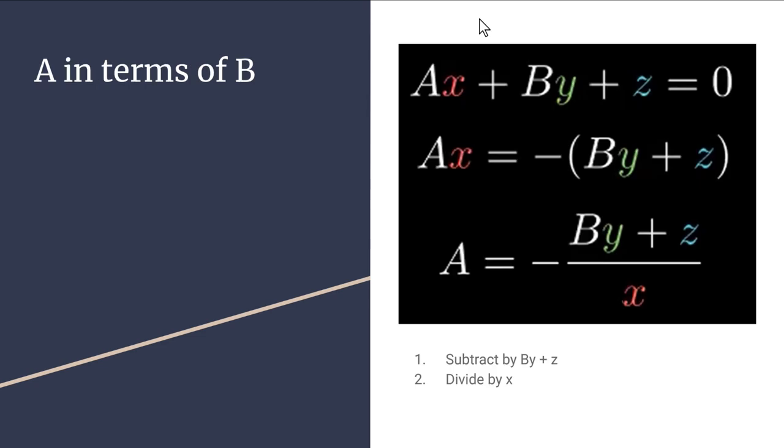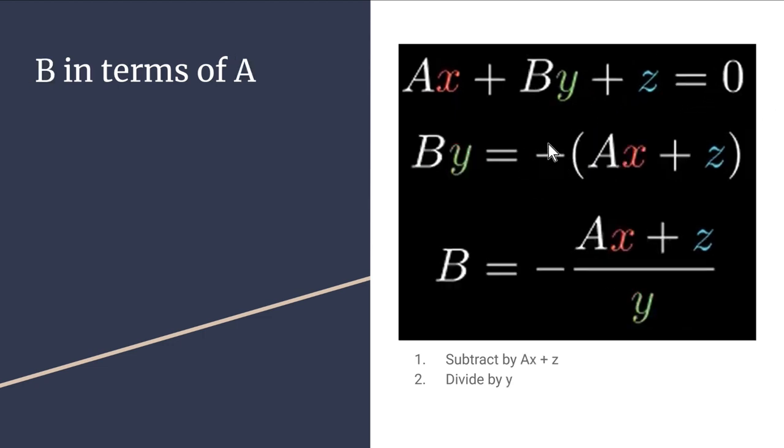If c is 1, we can find an equation for a in terms of b by subtracting bz to the right-hand side and then dividing by x. Furthermore, we can find an equation for b in terms of a by subtracting ax plus z to the right-hand side of the equation and then dividing by y. Observe the algebra to solve for a and b is symmetrical. In other words, the same steps were used to find an equation for both constants.